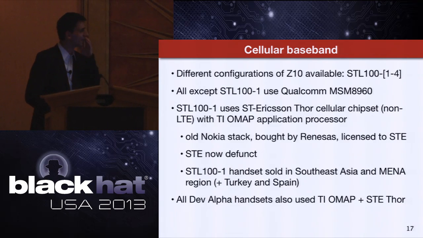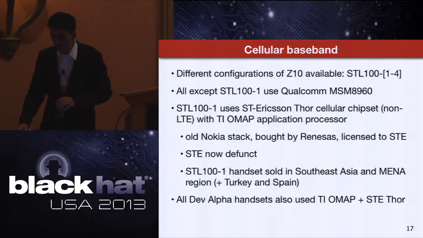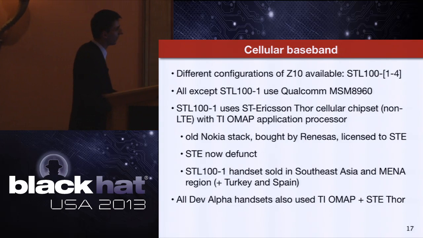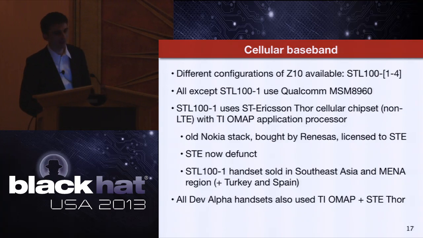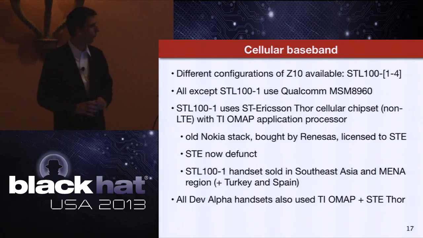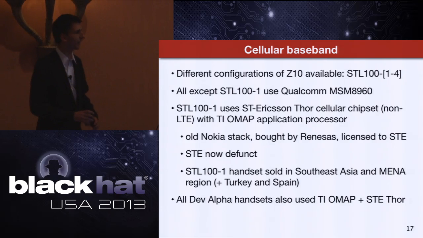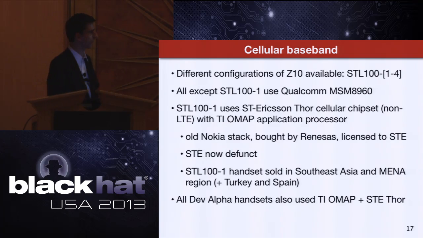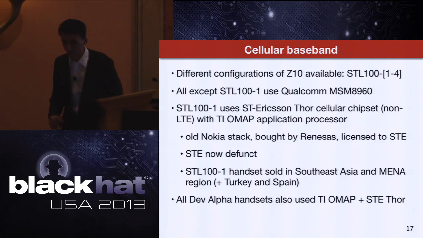So for the baseband, there are different configurations of this Z10 available. I have looked at the other device, and the Z10 seems to be the only one where this is the case. All of the handsets except for the STL100-1 use Qualcomm chips. But this STL100-1 uses an ST Ericsson Thor cellular chipset with a TI-OMAP application processor. I think this is because initially when they started developing the platform, they had these Dev Alpha devices and they're all aware of this exact same chipset combination.